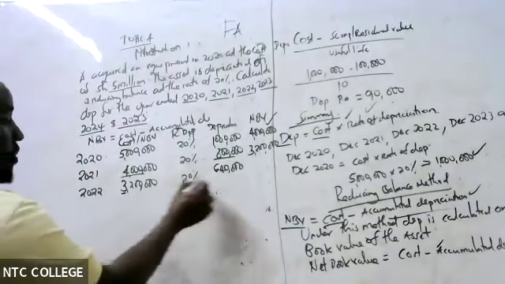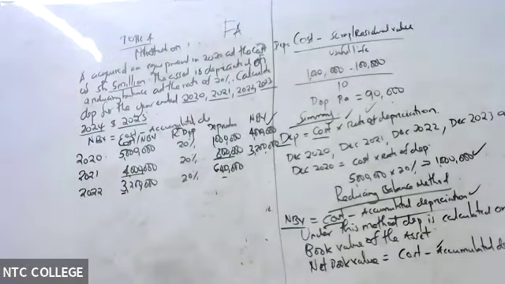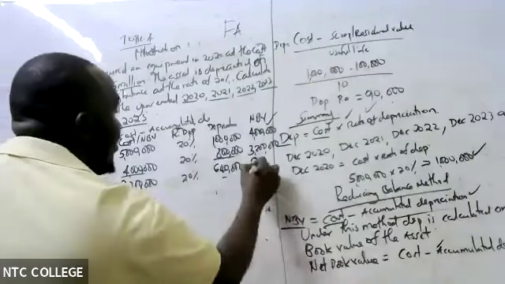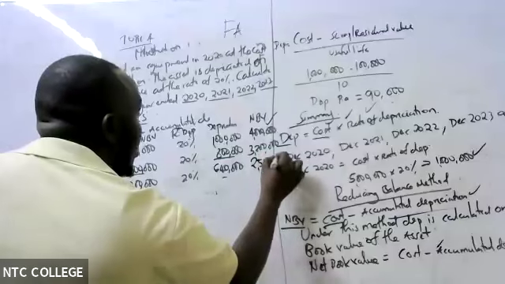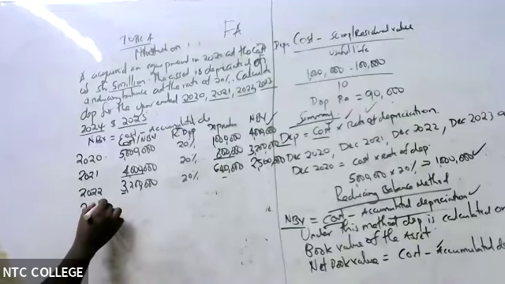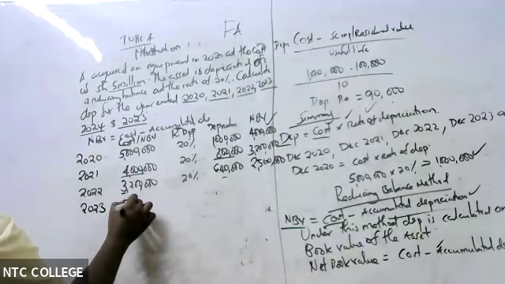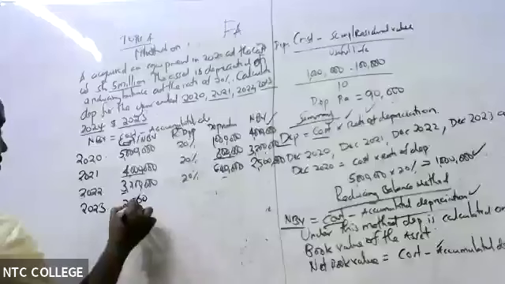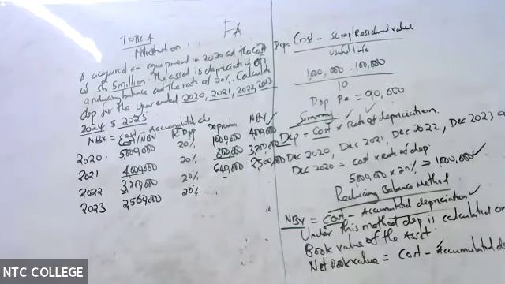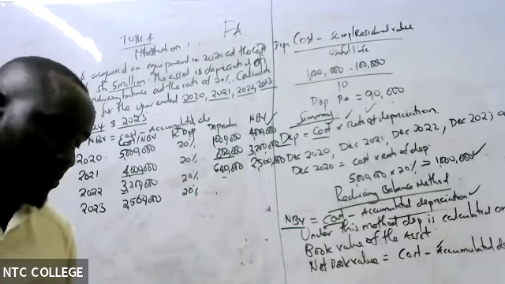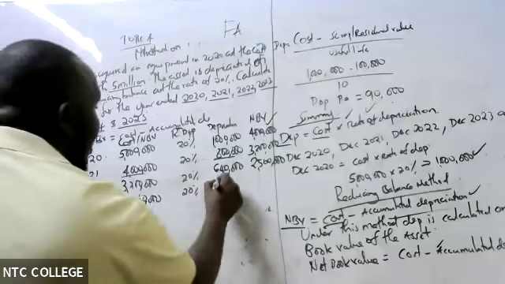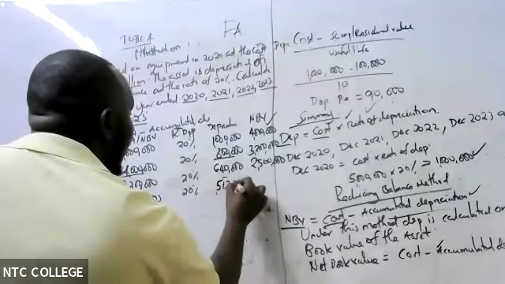So what is 3.2 million minus 640,000? So that should be 2,560,000, the net value. So when we have 2023, the net value should be 2,560,000. Then you multiply by 20%. So what is 20% of that? That is in the year 2023. So we have that is 512,000.